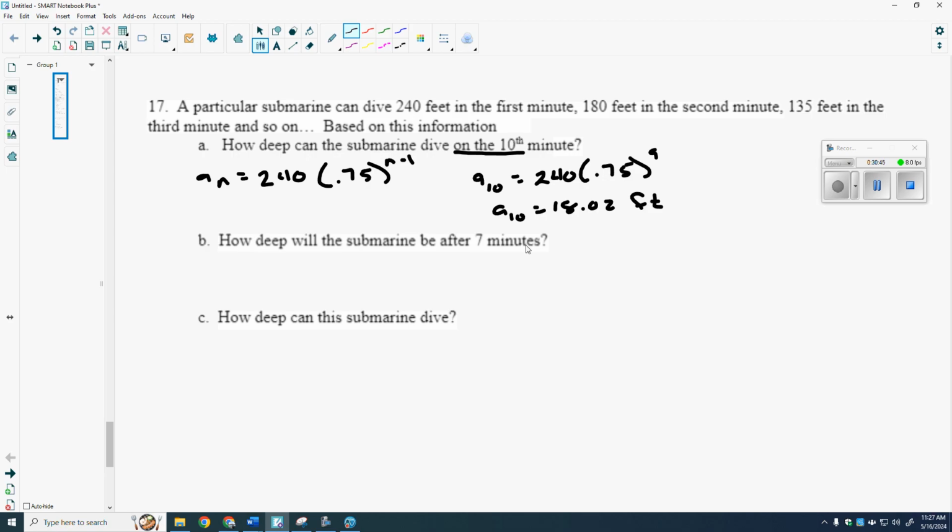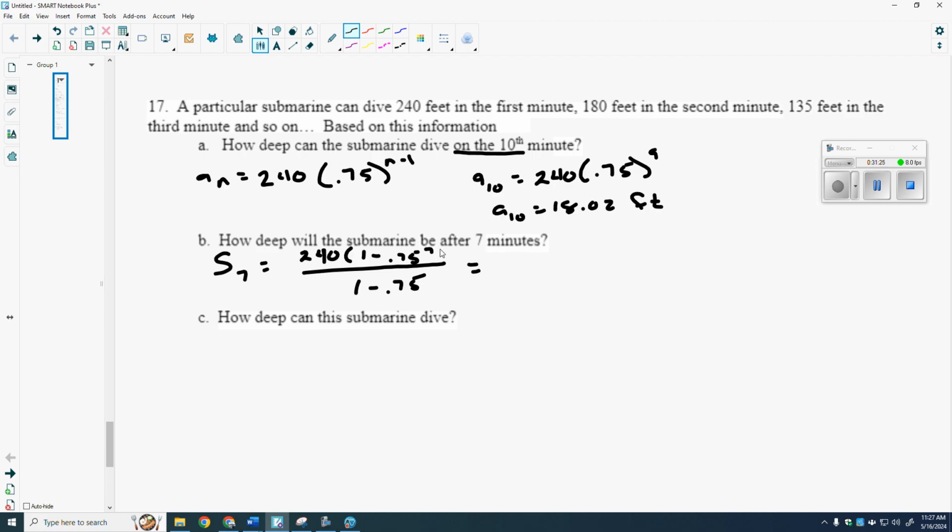Question B, how deep will the submarine be after 7 minutes? Now we're not looking for the 7th minute. We're looking for the sum of the first 7 minutes. We're doing a series formula, S sub 7. Number of terms, 7. Oh no, sorry, wrong formula. It's geometric. So the first term, 240, times 1 minus r, which we said was 0.75, raised to the n power, which we are told is 7, all over 1 minus 0.75.